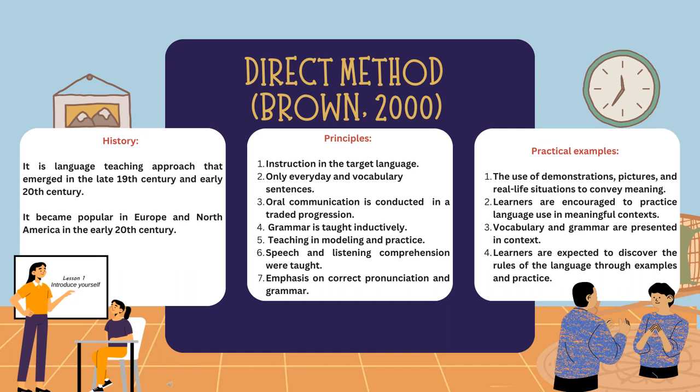The vocabulary and the grammar are presented in contexts. That is something that is very important for the direct method, because here the language is completely taught in the target language, and the learners are also expected to discover the rules of the language through examples and practice. So they find the rules and the different grammar structures in an inductive way rather than a deductive way.